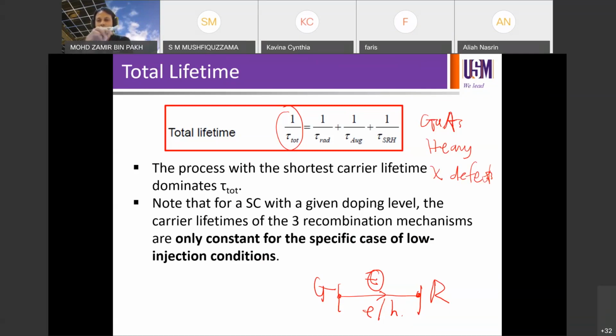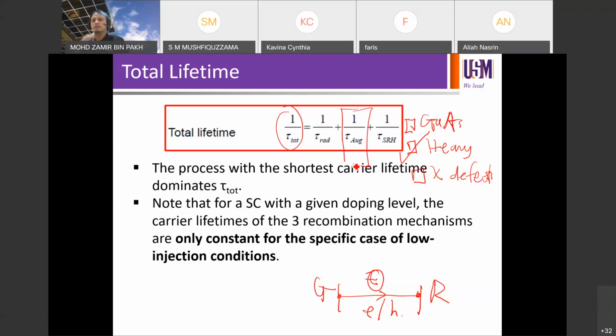If you want to relate to the total lifetime equation, what do we have? Okay, Faris said Auger. Faris, due to what? Why do we have Auger in this material? Okay, you can unmute yourself. Why do we have Auger in this case? Heavily doped, right? So it depends on the doping. So if you want to check this, say we have a checklist. This is heavily doped, so you're going to have Auger already. So Auger is on. We have Auger now.